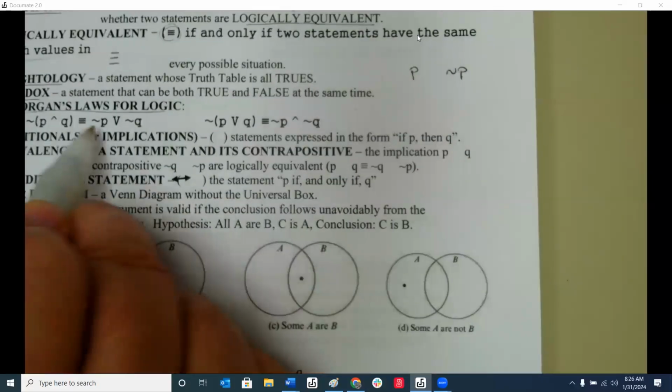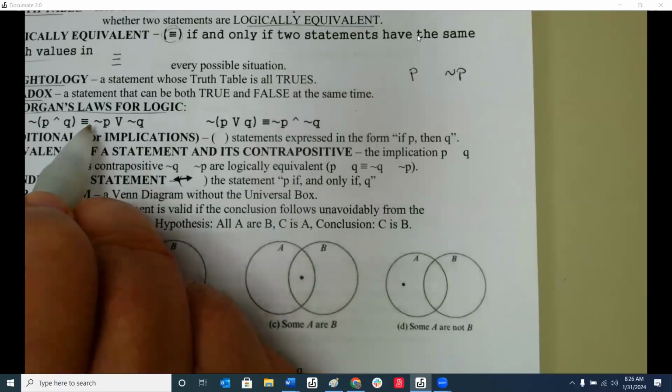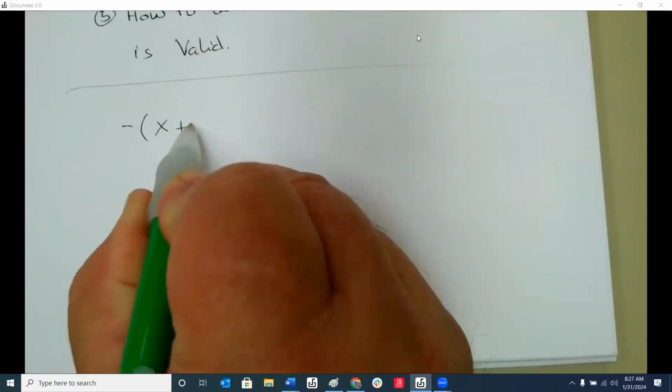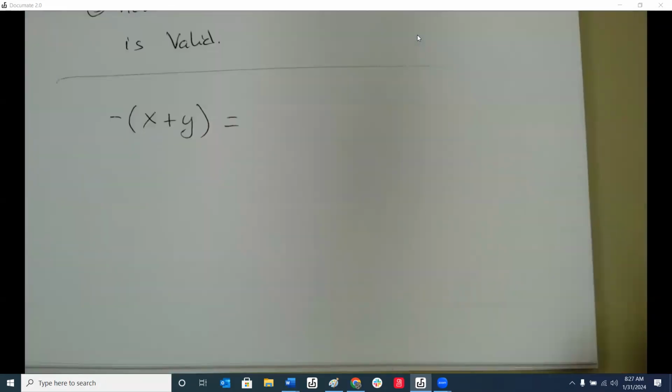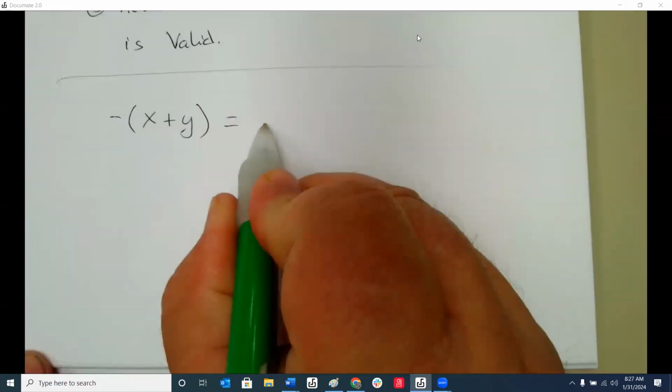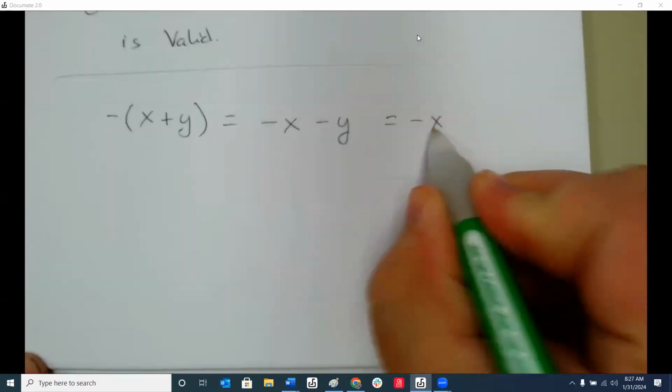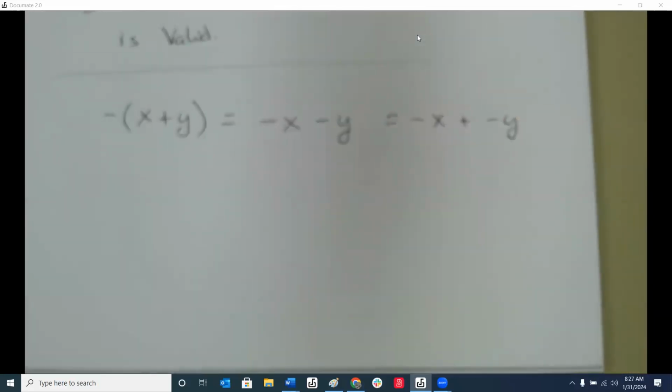But no, we've seen this before. It's called the distributive property in mathematics. If I gave you this, what would the distributive property tell you to do? So what would it become? Or you can say negative x plus negative y. They're both true statements. Right. That's exactly what De Morgan's law is all about.